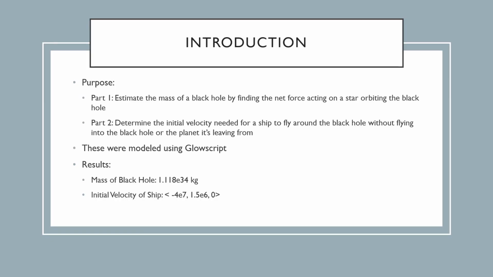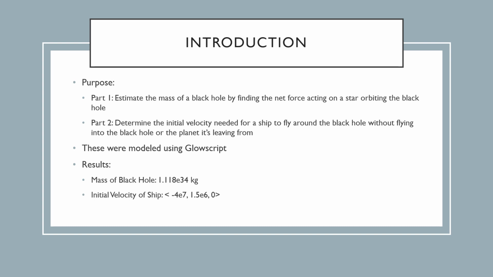So this lab was split up into two parts. The first part, the purpose was to estimate the mass of a black hole by finding the net force acting on a star which is orbiting the black hole. The purpose of part two was to determine the initial velocity needed for a ship to fly around the black hole without flying into the black hole or flying into the planet that it was leaving from. And these were both modeled using GlowScript.